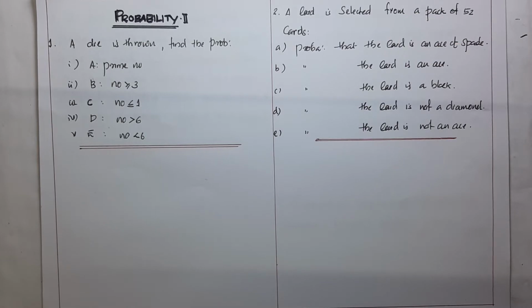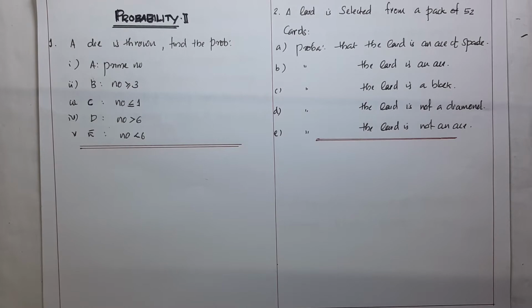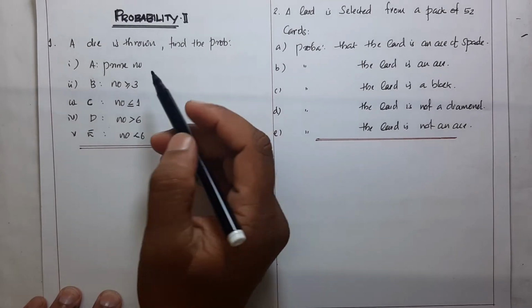You already know what is probability. Probability of an event is the number of elements of that event divided by the total number of elements of the sample space. That is, if A is an event associated with the sample space S, then P of A is equal to N of A divided by N of S. Now we discuss some problems on how to find the probability of some events.